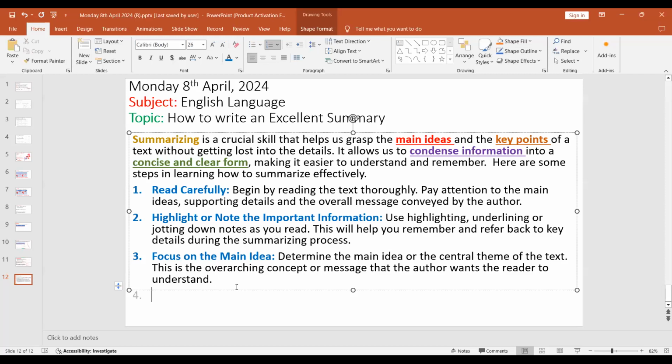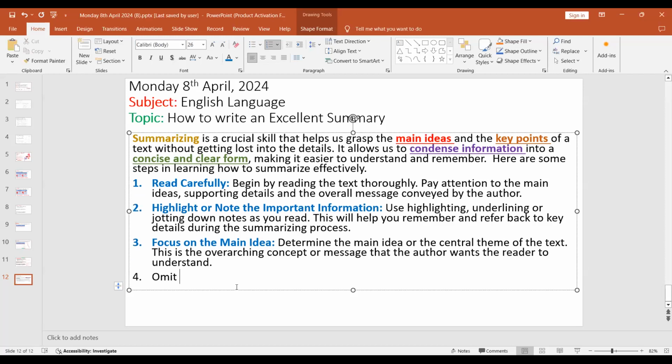Then the fourth thing is you want to omit. What does omit mean? Let me say omit. Anyone can answer what does omit mean?